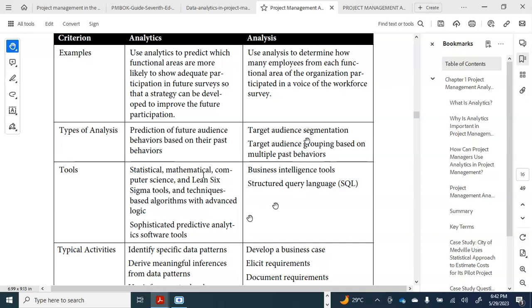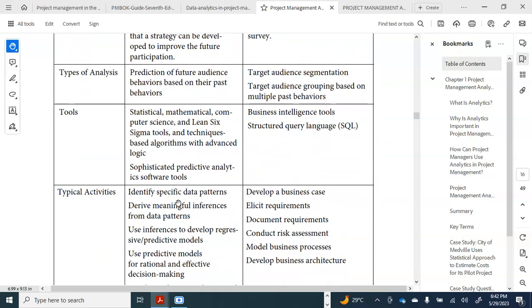For analysis, you use SQL to do analysis, right? Then for analytics, you use mathematical, statistical, computer science, and Lean Six Sigma tools. So you can study those tools if you want to do analytics. But we use Excel as well, right? Excel also is good to do our analytics. So we're going to be using Microsoft Excel to do analytics, analyze our data, right?